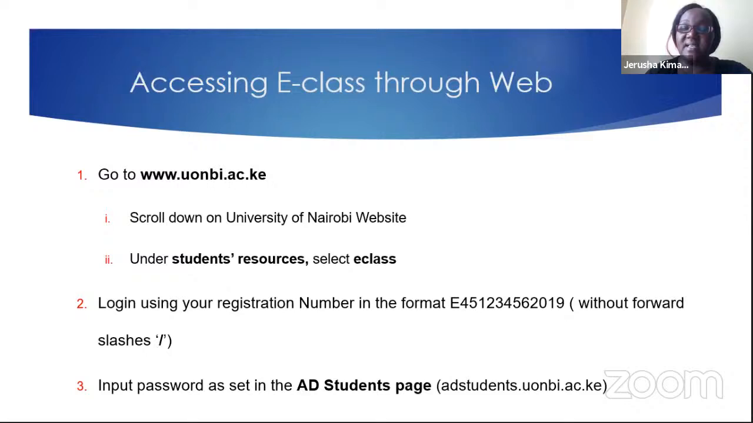So how do you access the ECLASS platform? You go to the university website, then you scroll down. At the bottom, you'll find a column for student resources, which you scroll through. There are many items there, and click on the link for the ECLASS. You'll be provided a place at your top right where you need to log in. For username, you put your registration number without the forward slash. And for the password, you put your AD password.